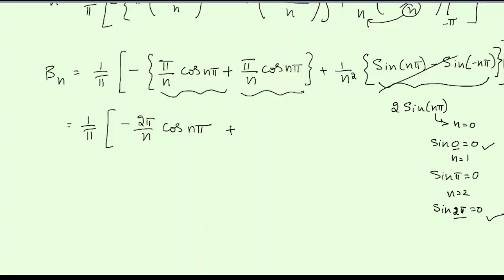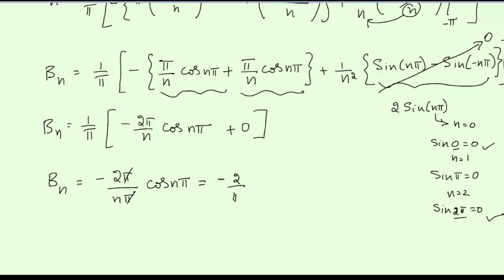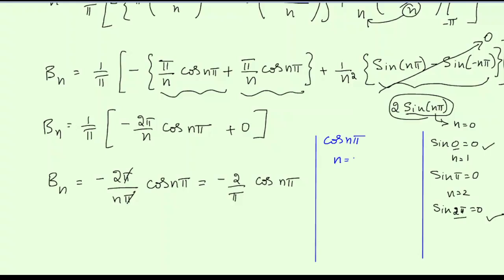So this entire term becomes 0 and Bn is this. Pi and pi get cancelled. We are left with minus 2 by pi cos n pi. Now, just like we understood what sin n pi is, let's check what values cos n pi can take. Let's say n equals 0, cos 0 is 1, n equals 1, cos pi is minus 1, n equals 2, cos 2 pi is 1, n equals 3, cos 3 pi is again minus 1. So it goes on like that, right?